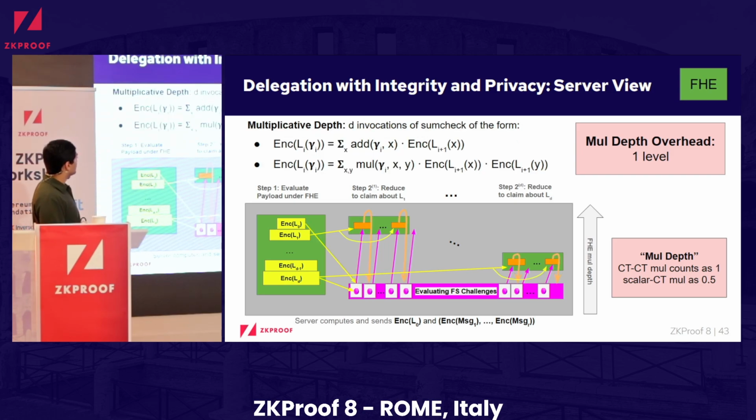And the reason the multiplicative depth overhead is so low is because you're just doing a bunch of sumchecks, right? And what is sumcheck? It's like the sumcheck prover is just computing sums of many terms. Each of those terms can be computed in low multiplicative depth, and then you can sum them up without any multiplications.